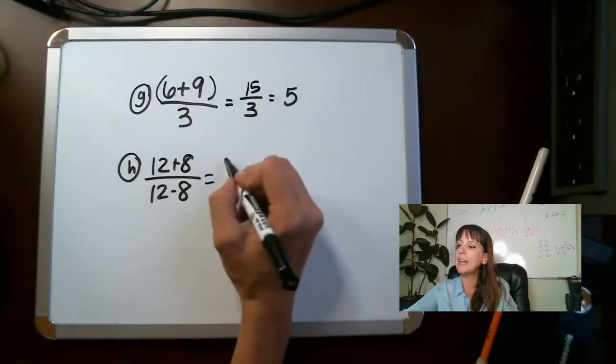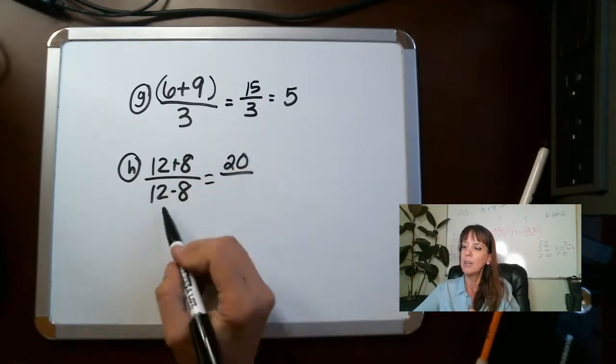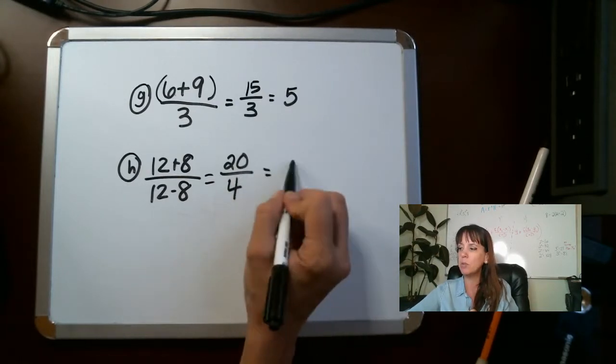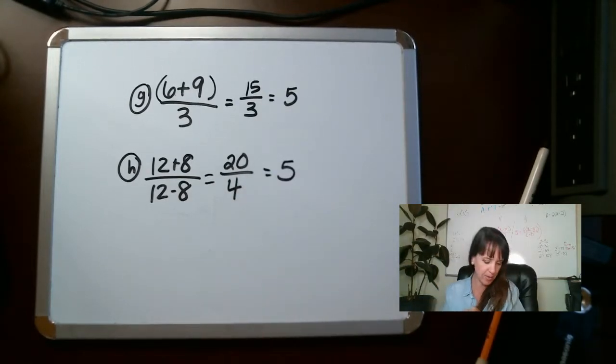So 12 plus 8 is going to give us 20. 12 minus 8 is going to give us 4. 20 divided by 4 equals 5.